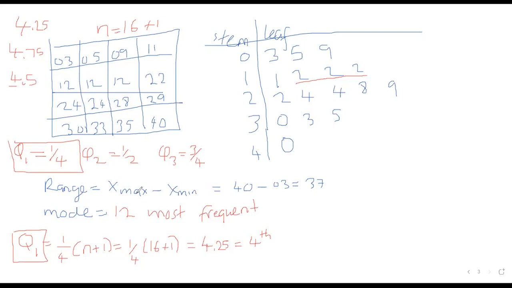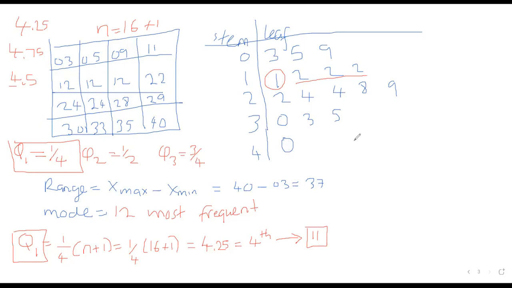So here we found 4.25. So the fourth number here, we count 1, 2, 3, 4. So what number is this? 11, not 1. So this number is 11 because the stem starts with the 1. So if we had numbers like 120, here we put 12 and 0. If we had 102, we put 10 and 2. The last number is what becomes the leaf.